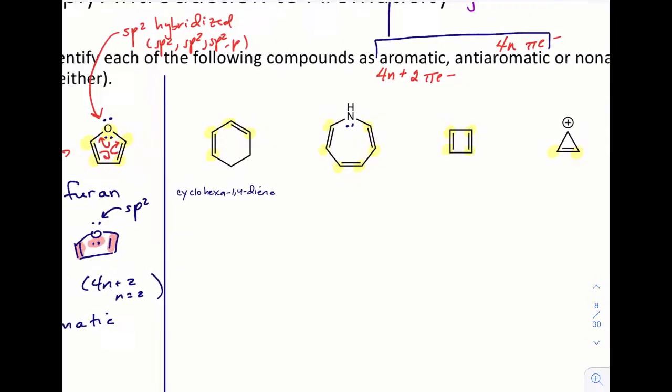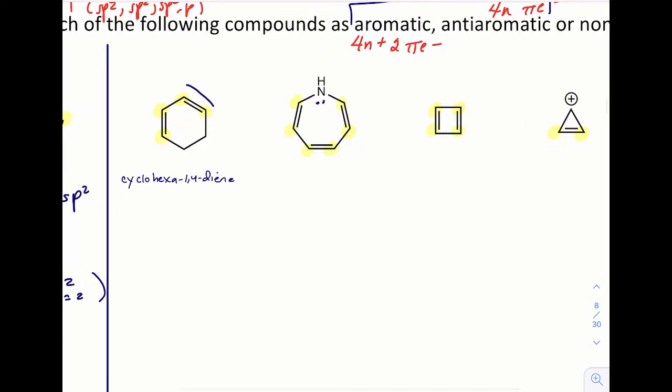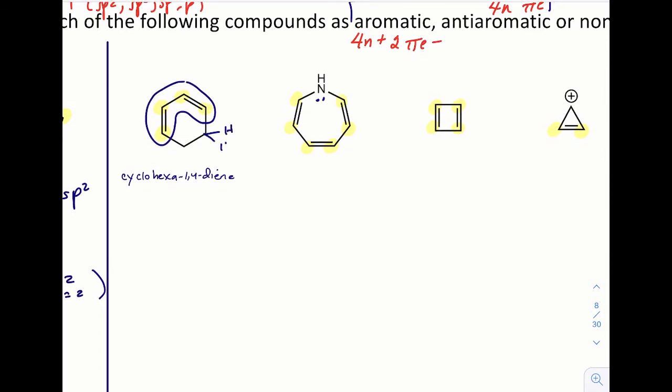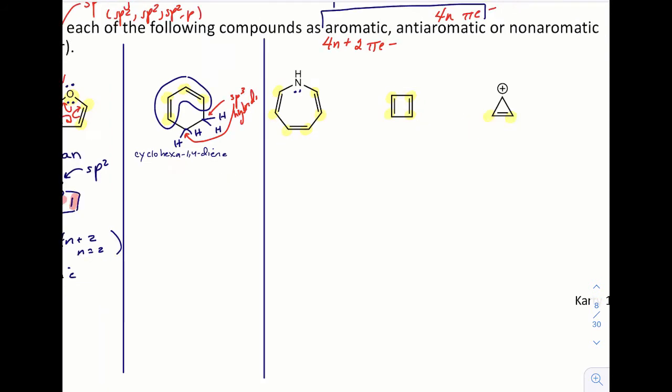The next compound, cyclohexa-1,4-diene, does possess a conjugated pi system, but the system of p orbitals is not fully cyclic because there are these 2 sp3 hybridized carbons that do not have p orbitals and thus break up the pi system. Because the pi system is not fully cyclic, this compound is non-aromatic. And it doesn't matter how many electrons are in that pi system, it's still just non-aromatic. It doesn't have a fully cyclic arrangement of p orbitals.